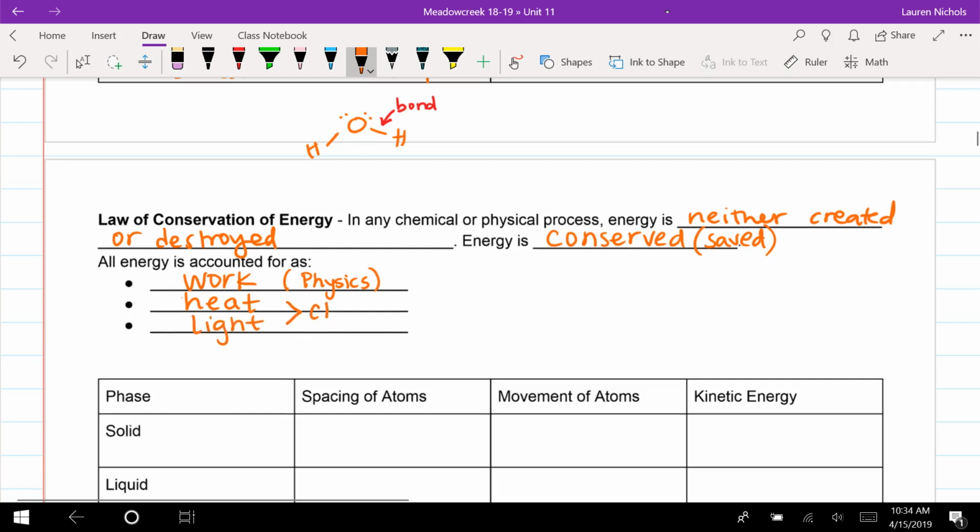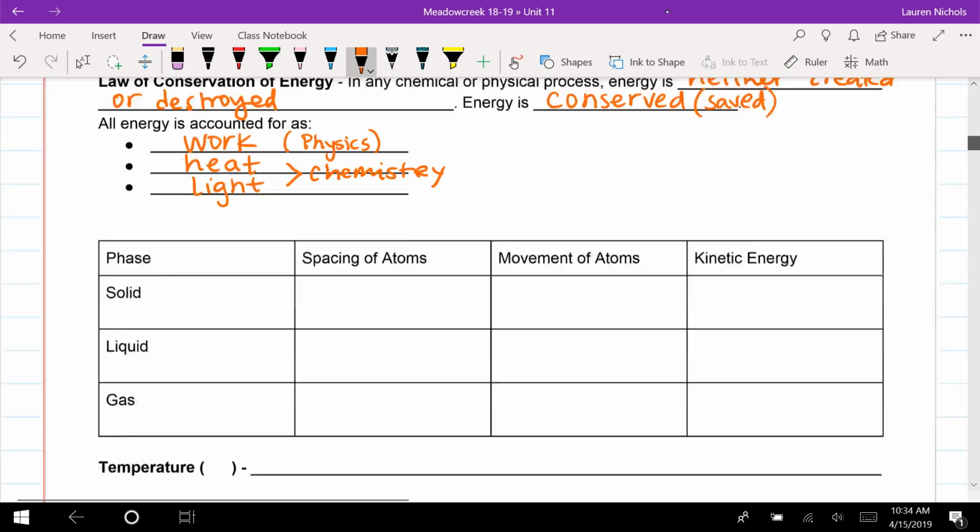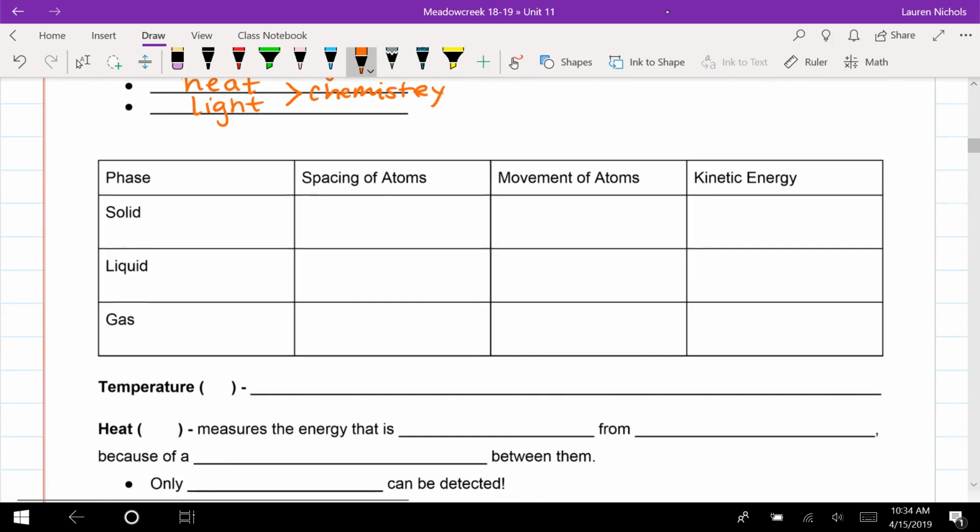So these are the two that we focus on in chemistry. And so heat can really impact, and is the reason why we have three different phases of matter. Okay, the first one that we are going to talk about is a solid.